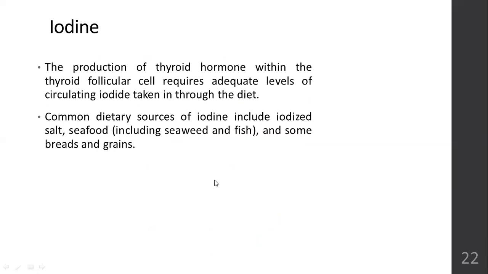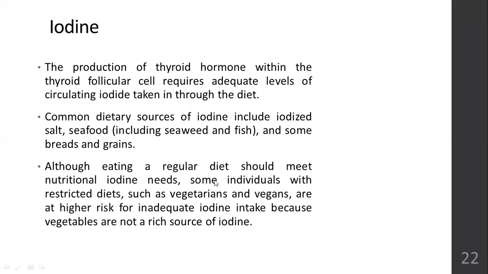Common dietary sources of iodine: the first main source is iodized salt, all types of seafood, even seaweed, which is the vanaspati of the sea, that vegetarians can use. Seaweed, fish, and some breads and grains are also good sources of iodine, but not the best. Although eating a regular diet should meet nutritional iodine requirements, some individuals who self-impose restrictions in their diet, like vegetarians and vegans, are at a higher risk of developing iodine deficiency, because vegetables are not a good source of iodine. Pulses and grains can be to an extent, but vegetables are not a good source of iodine.